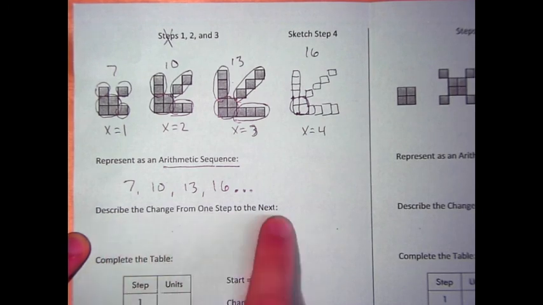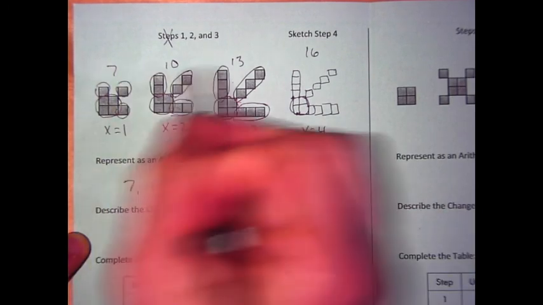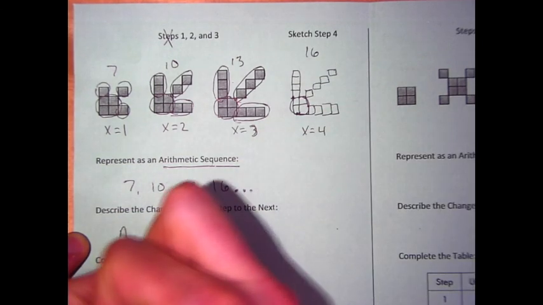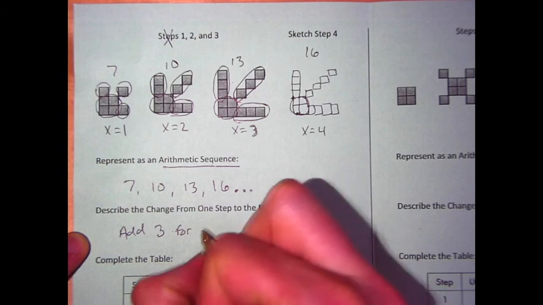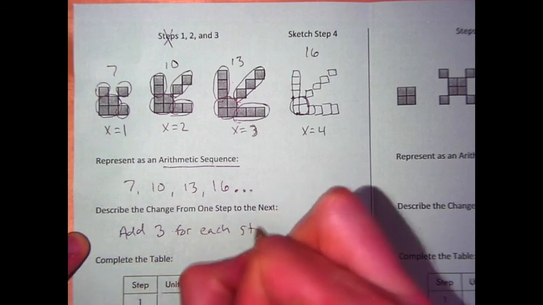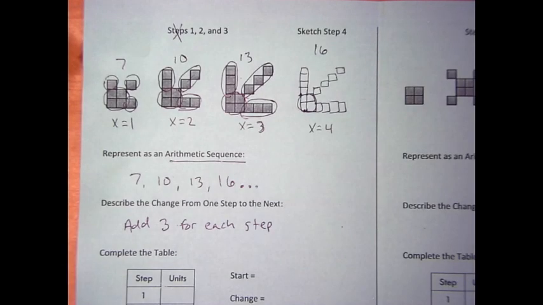Describe the change from one step to the next. Well, each time we moved steps, we just said add 3. For every step you add 3 more.